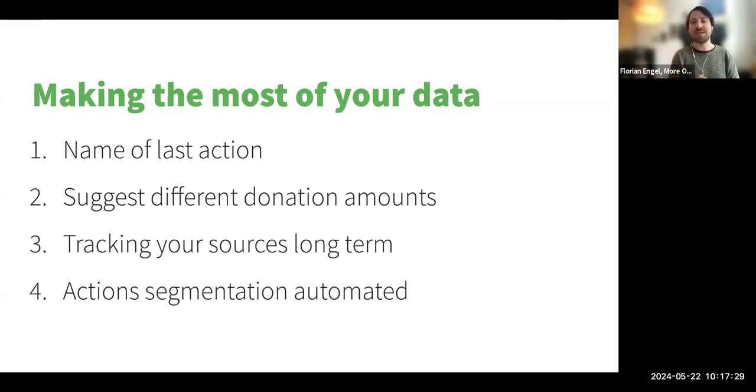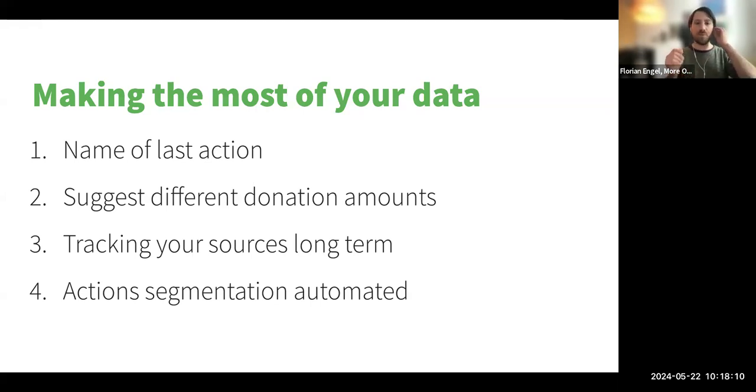So the tracking of sources is an example where for every supporter, we will always record what's the first action and what's the tracking information of that first action. And this information will also be available for the synchronization to email marketing systems. So you can reference the first action they've ever taken, or you can do very fast segmentation based on any tracking information, such as this is the group of people that we've recruited from Facebook over the past 5 years. And the last one is action segmentation is automated.